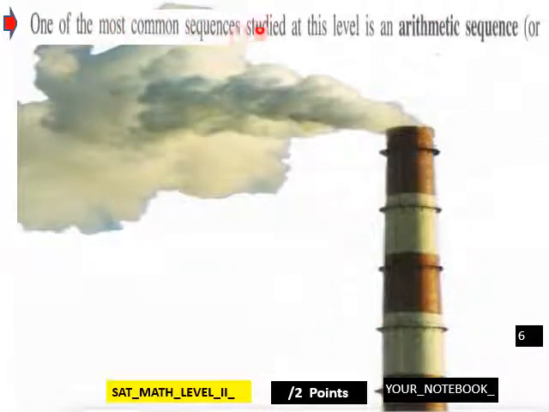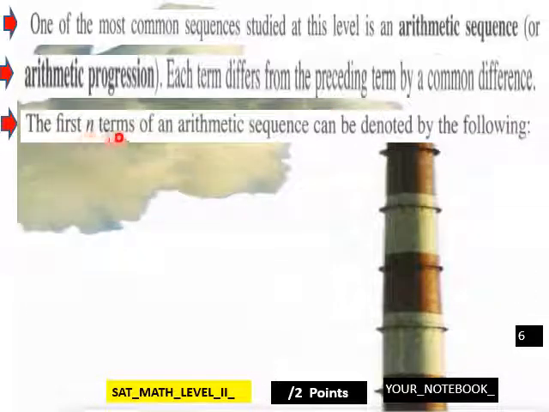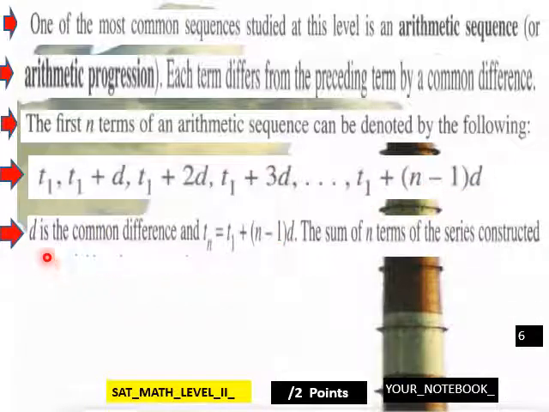One of the most common sequences studied at this level is an arithmetic sequence or an arithmetic progression. Each term differs from the preceding term by a common difference. The first n terms of an arithmetic sequence can be denoted by t1, t1 plus d, t1 plus 2d, t1 plus 3d, etc., up to t1 plus n minus 1 d. Here d is the common difference, and term n equals term 1 plus n minus 1 d.